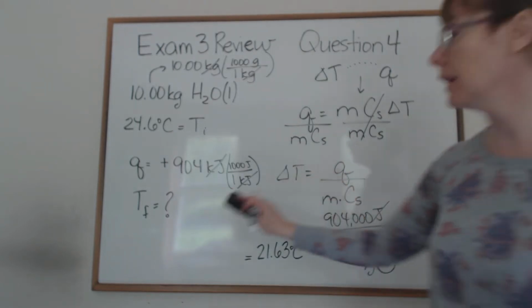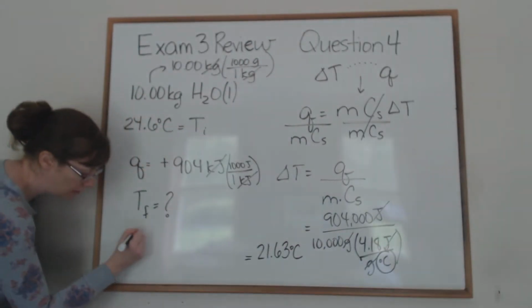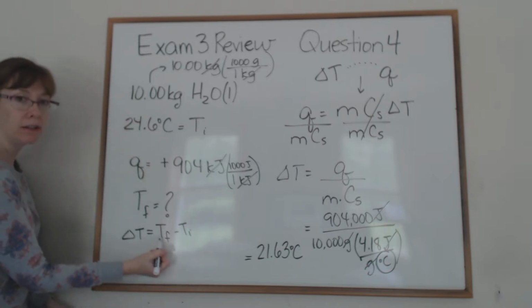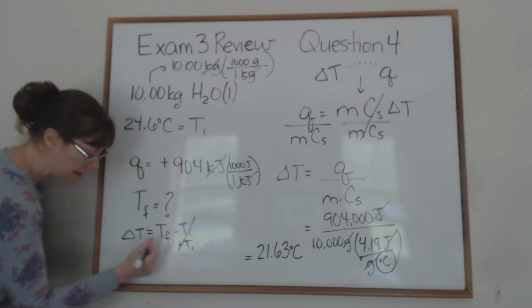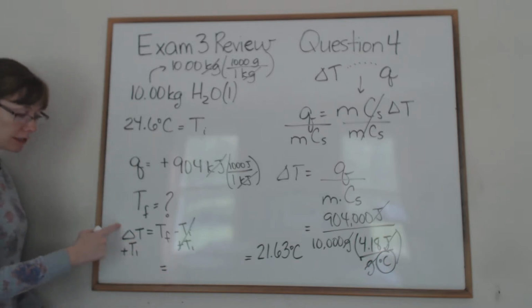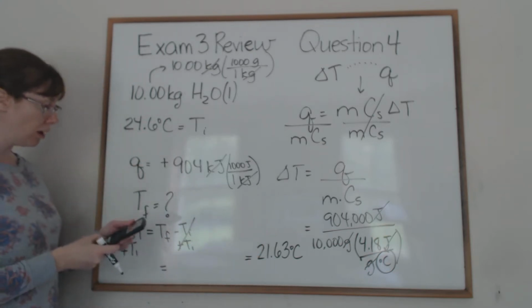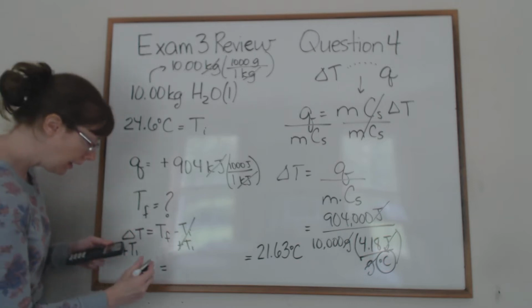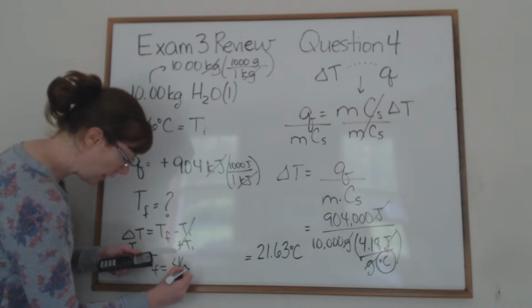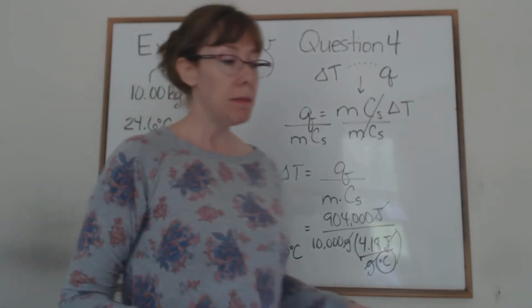Now be careful, that's not exactly what the question asked for. The question wanted T final. So delta T is always T final minus T initial. So if you're trying to solve for T final, you would add T initial to both sides. And that would give you T final. So to get T final, we need to do delta T, which is this number here, and we're going to add T initial. We're going to add 24.6. And I'm getting, for T final, my answer, 46.2 degrees C.